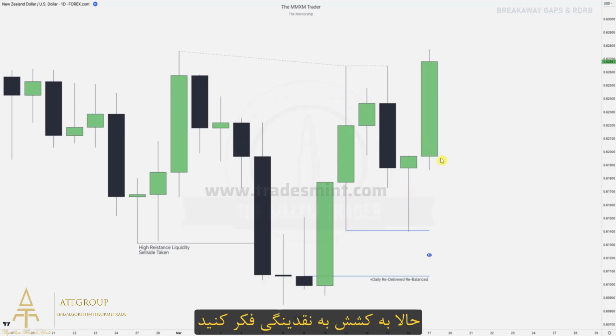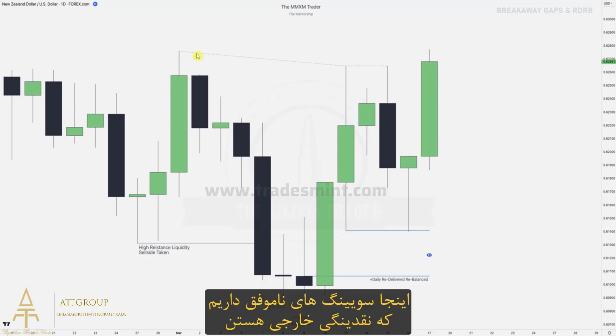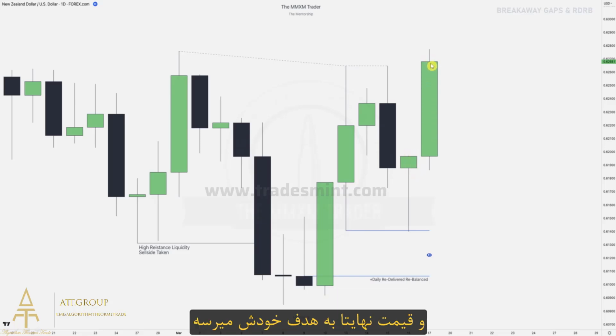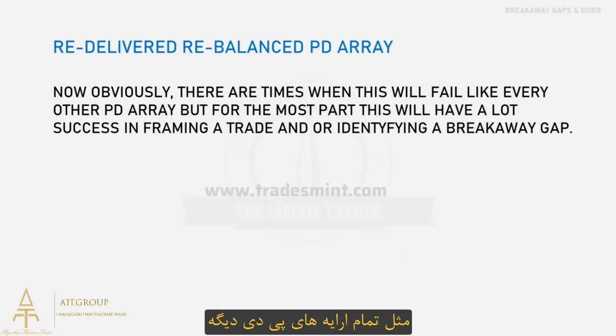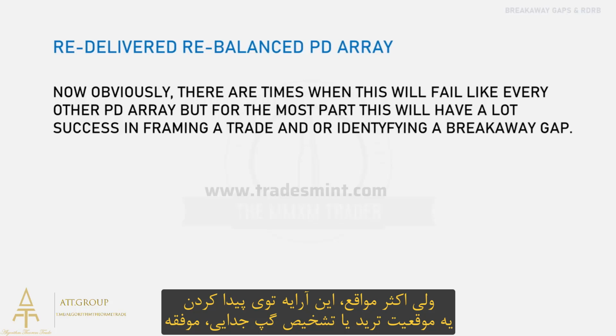Think about drawn liquidity, right guys? We have this failure swings into external range liquidity, and eventually we hit that target. Now obviously there are times when this will fail like every other PD array, but for the most part this will have a lot of success in framing a trade and or identifying breakaway gaps.